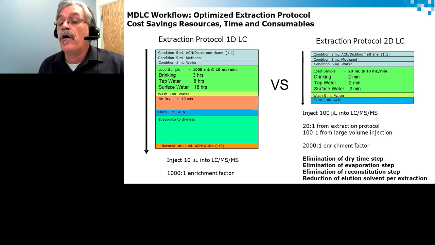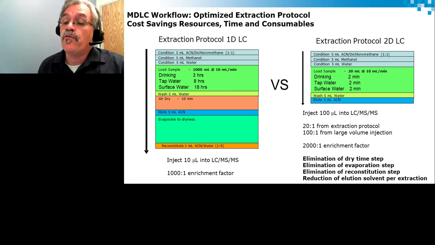Now, because we can inject larger volume, organic and also aqueous, it gives options to keep the same enrichment process or actually increase the enrichment process while saving time. Because I don't have to evaporate to dryness, I can actually take the final eluent and inject as much as I need to reach my injection level. So I can inject up to 500 microliters, up to 1 mL if I want.